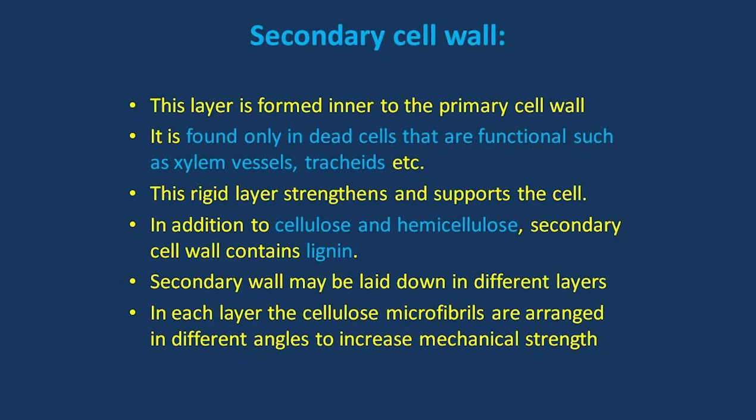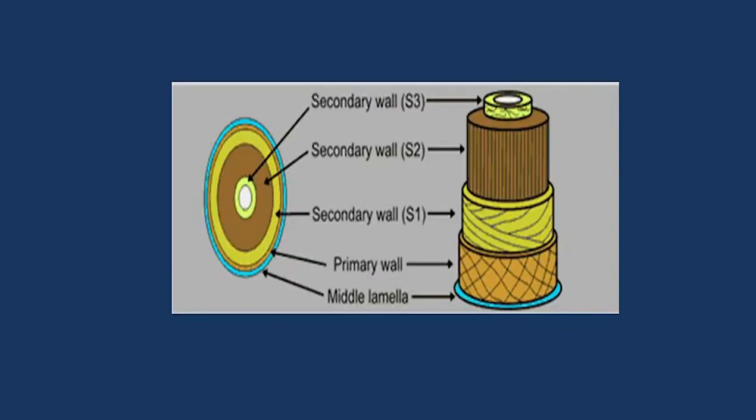This layer is formed inner to the primary cell wall. It is found only in dead cells that are functional, such as xylem vessels, tracheids, etc. This rigid layer strengthens and supports the cell. In addition to cellulose and hemicellulose, it contains lignin. Secondary wall may be laid down in different layers, and in each layer, the cellulose microfibrils are arranged in different angles to increase mechanical strength. If you look at this diagram, see, the secondary wall is represented in three different layers. You can see the difference in the orientation of the cellulose microfibrils in each layer.